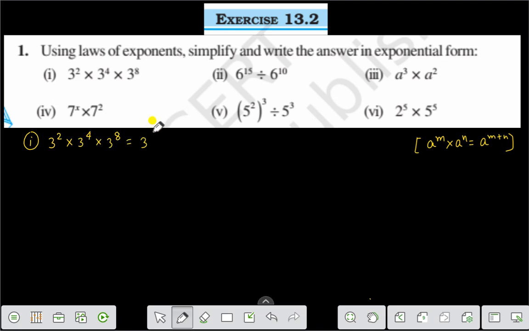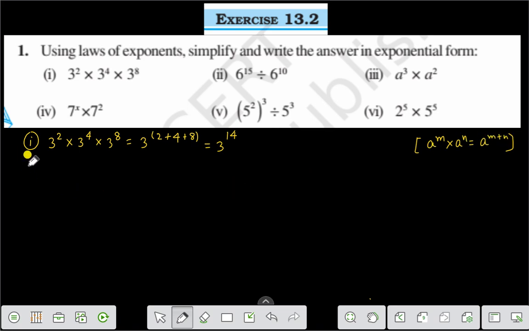The exponents will be added, that means 2 plus 4 plus 8. 4 plus 2 is 6, 6 plus 8 is 14, so it is 3 to the power 14. This is the answer. We are applying the formula a to the power m into a to the power n is a to the power m plus n.